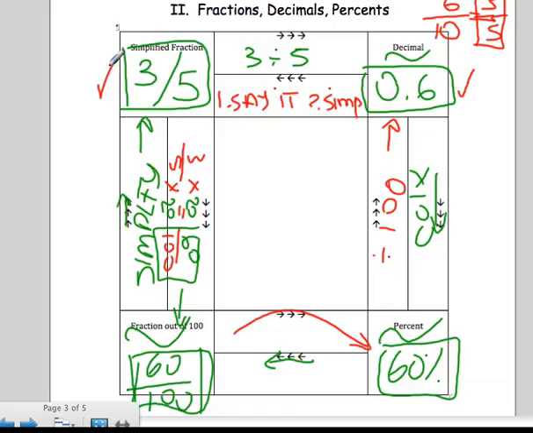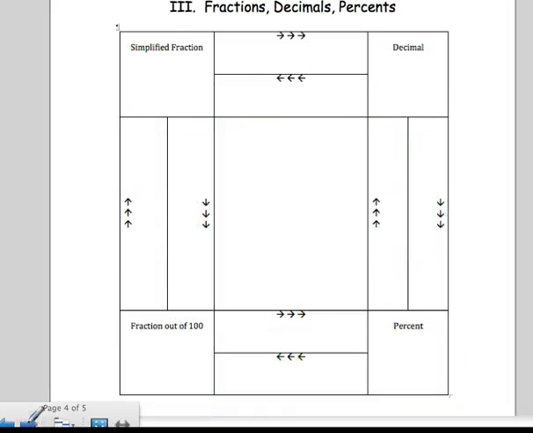We're going to do one more that's a little bit more complicated before we get to independent practice. Please, on your paper, create a graphic organizer like this. This will be your last one. 1/8. Turn it to a decimal, a percent, and a fraction out of 100. Stop the video here and press play once you've tried it and are ready to check your answer.